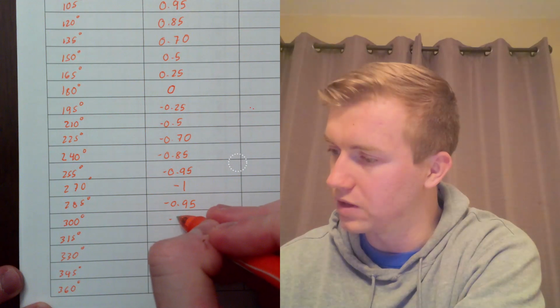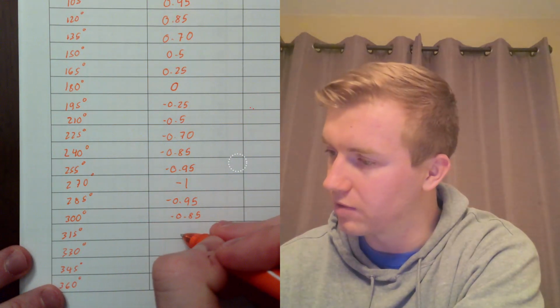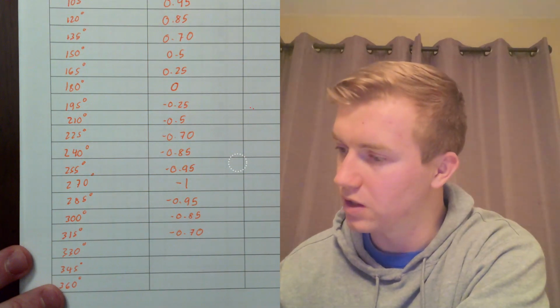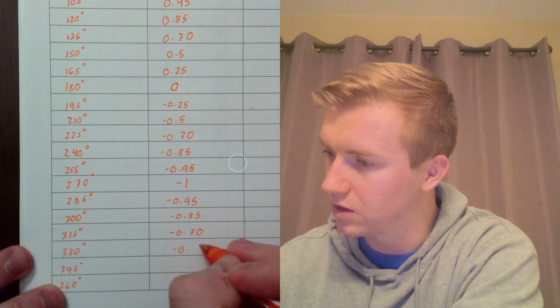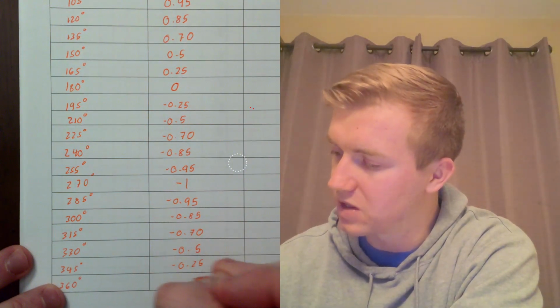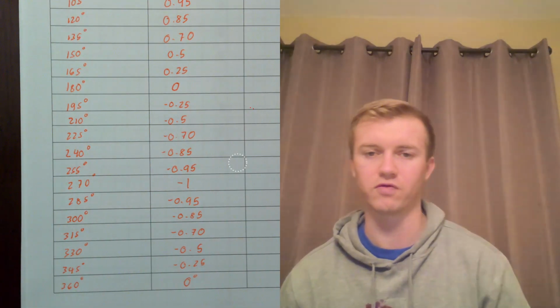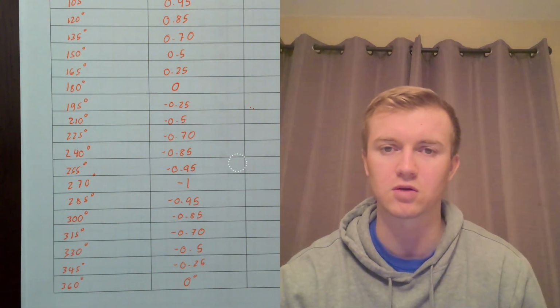Then we have 300, which will be the value of negative 0.85. We have 315, so that should be about negative 0.7. Then 330, so that should be about negative 0.5, I think, when I did it. And then 345, negative 0.25. And last but not least, we get 0 degrees. That 360 is a full rotation around a circle, so you've completed the Ferris wheel and you're back to where you started.